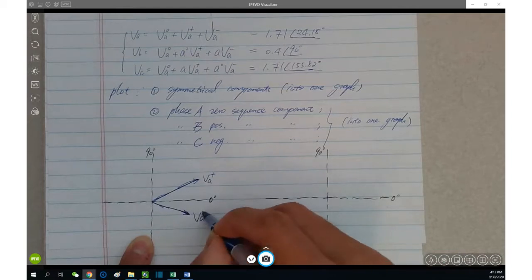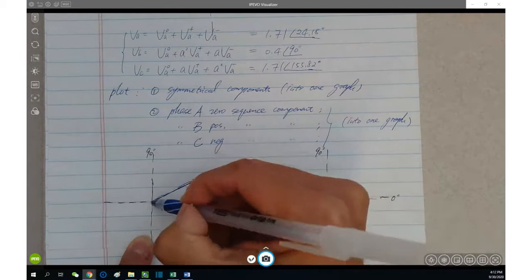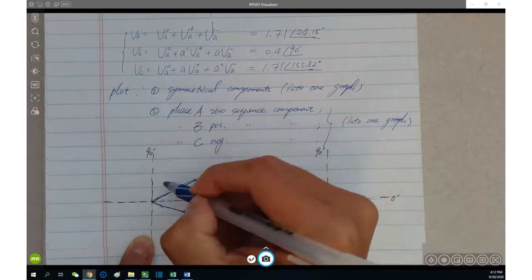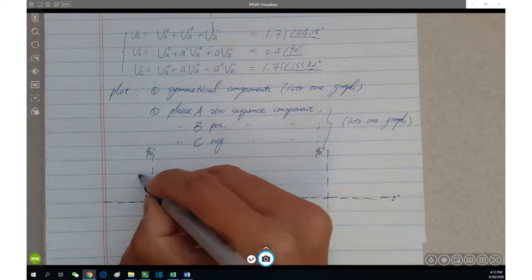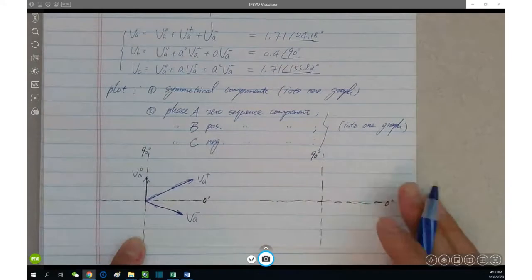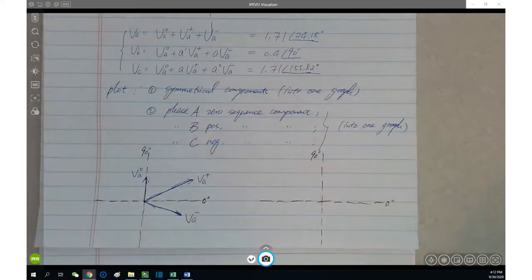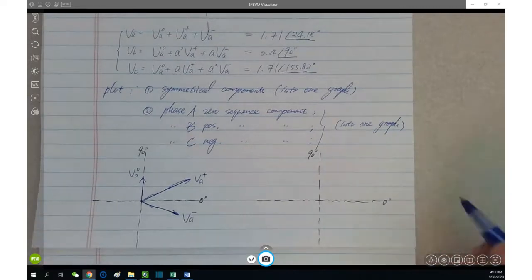VA minus, and then 90 degrees, 0.6. 0.6 is even shorter here. So it's about here. Right. This is VA0. Does it make sense? The length and angle, they're all in scale by having a reference there. Okay.